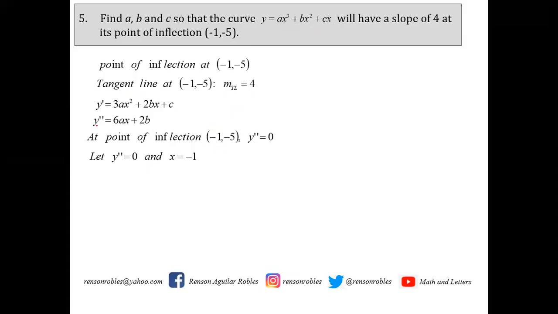Using this equation, we replace y double prime by 0, then 6a times -1 plus 2b. So we have another equation here: 0 equals -6a plus 2b. I'll mark this as equation 1.